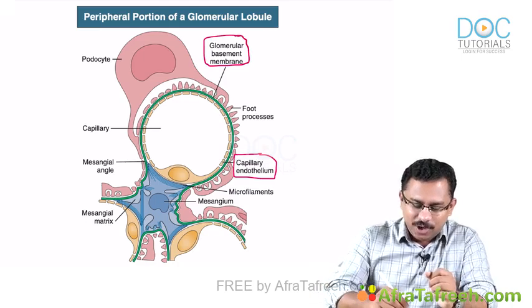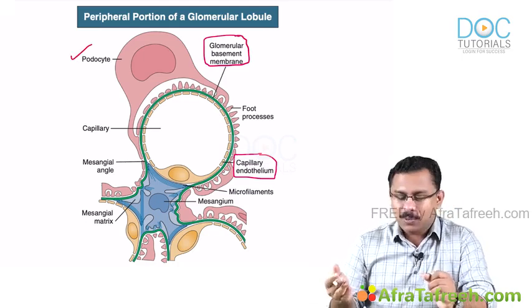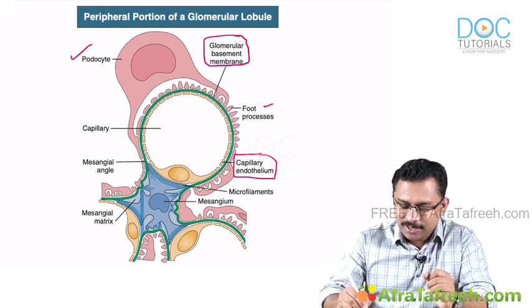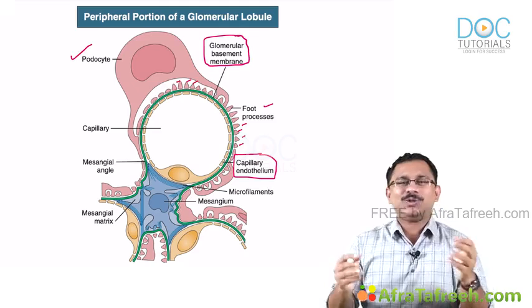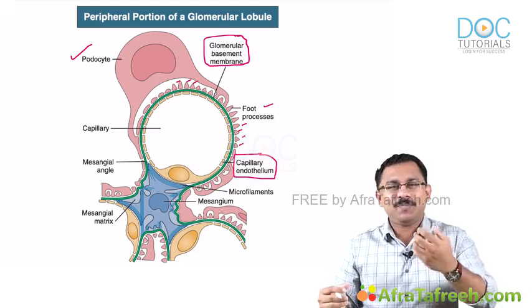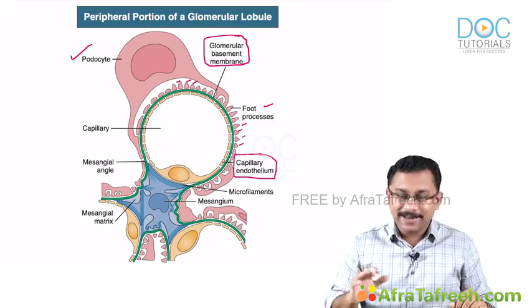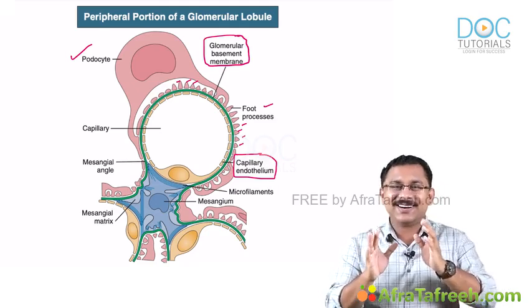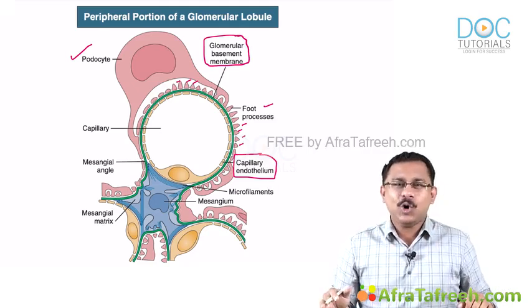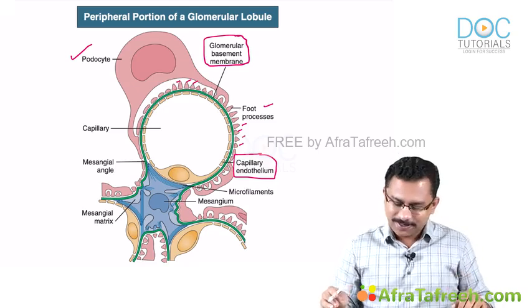And you are also able to see the podocytes as well as all these foot processes. All these foot processes of the podocytes again form an important component of the filtration barrier. And next we are going to see the third component of your glomerulus, which is your mesangium.